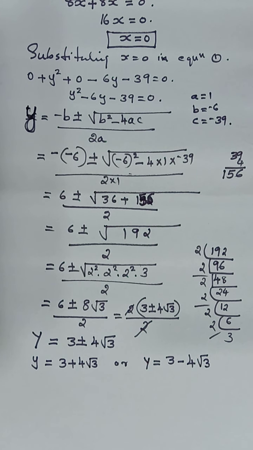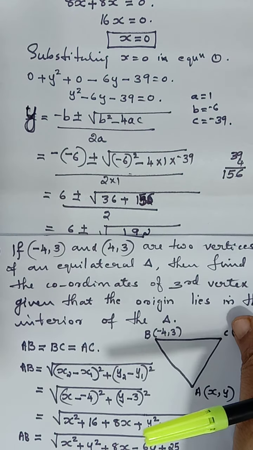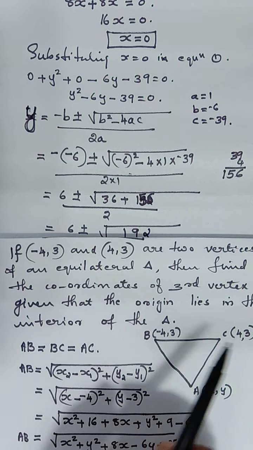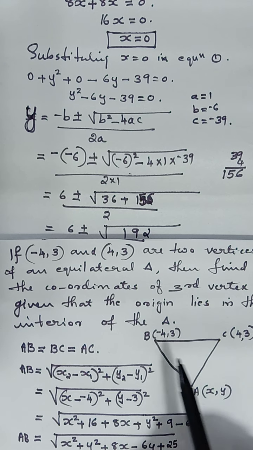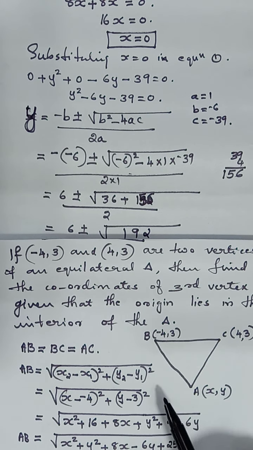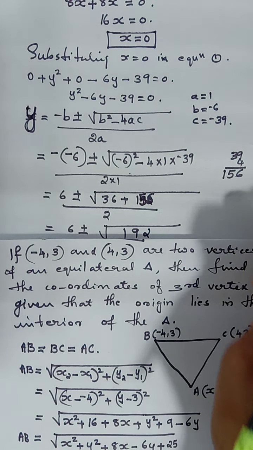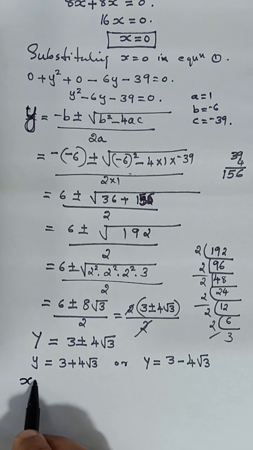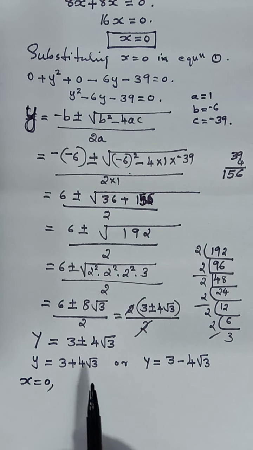In the question, see the question again. If negative 4, 3 and 4, 3 are two vertices of an equilateral triangle, then find the coordinates of the third vertex, given that the origin lies in the interior of the triangle. That means we have to find the third vertex. According to that, our x is equal to 0, and y is a positive number if we are getting.